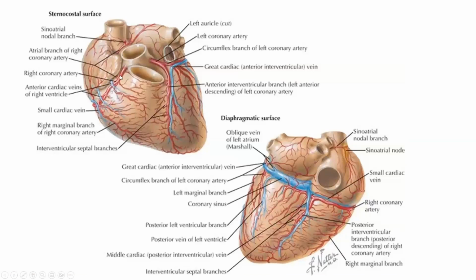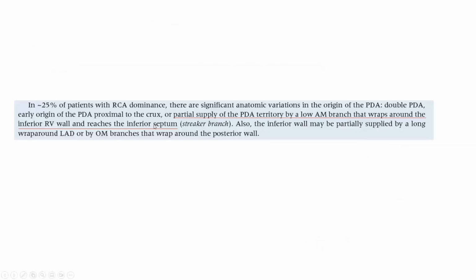Here's an image. So this is the RCA. This is a standard acute marginal running on the border of the RV. This is a standard acute marginal. It courses on the border of the RV. This is the special acute marginal that eventually takes a turn and reaches the inferior septum and supplies some of the PDA territory. And by the way, in about 25% of patients with RCA dominance, there are significant anatomic variations in the origin of the PDA.